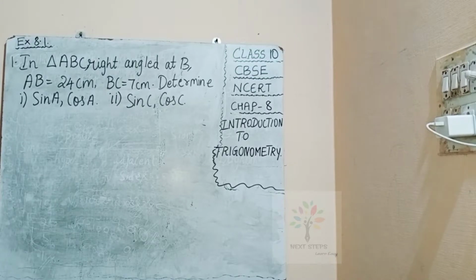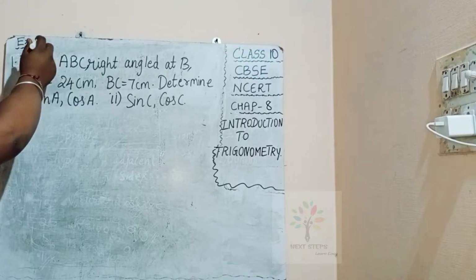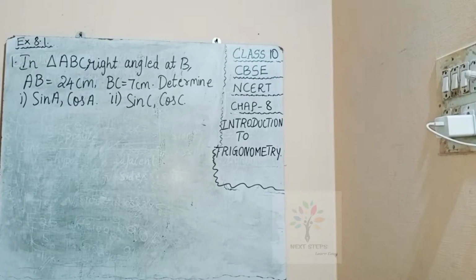Today we are going to see Class 10 CBSE NCERT solutions from Chapter 8, Introduction to Trigonometry. Under this chapter, we are going to see the first sum from Exercise 8.1. The first sum is: in triangle ABC, right angled at B, AB is equal to 24 centimeter, BC is equal to 7 centimeter. Determine: the first subdivision is sin A and cos A. The second subdivision is sin C and cos C.